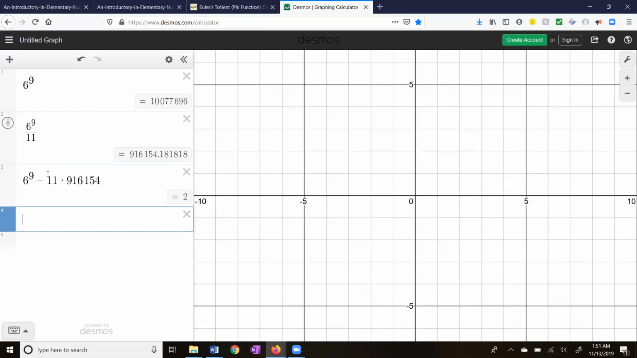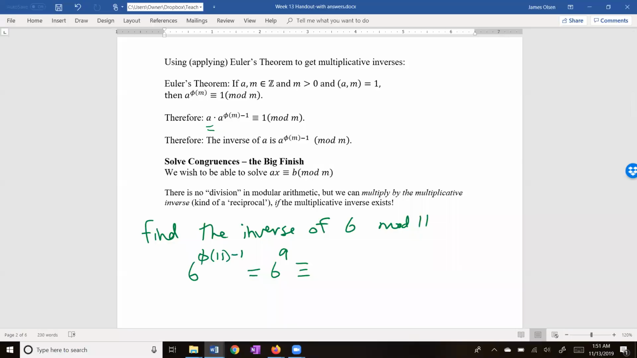My remainder is 2. Therefore, 6 to the 9th is congruent to 2 mod 11. And if we check this, 2 times 6 is 12, which is 1 mod 11. That was trivial. The inverse of 6 is 2.